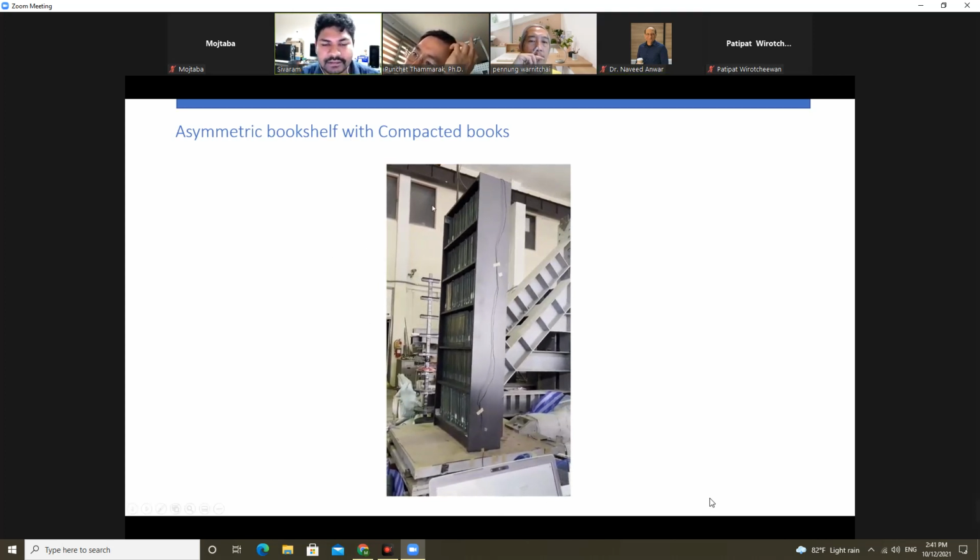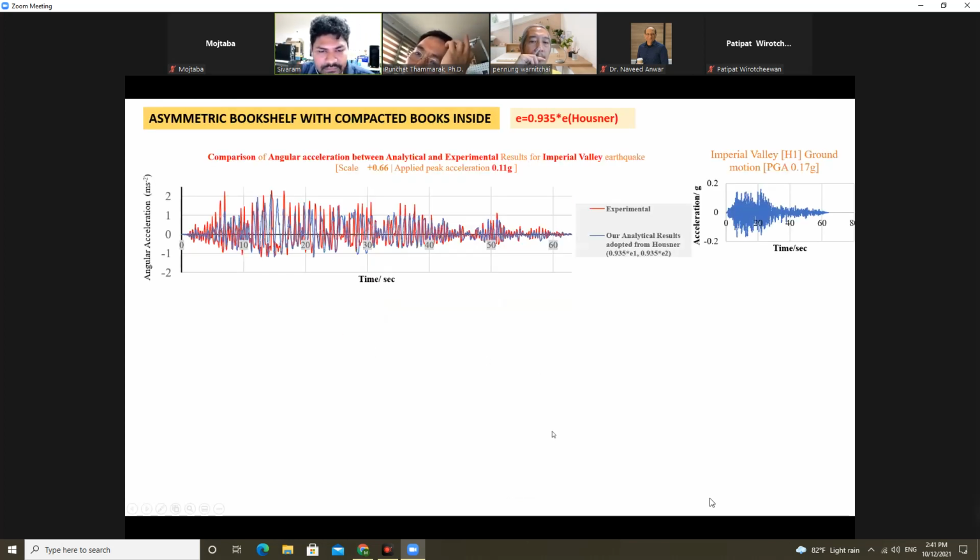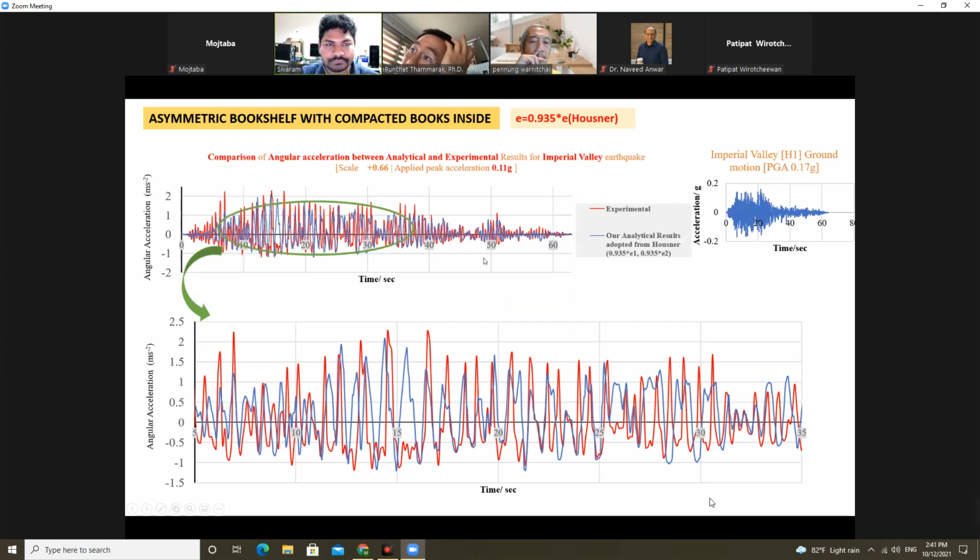As I said earlier, the books inside also became rigid. So here I also compare the time history of the experiment with the analytical model for the compacted books inside, but I used a reduced Housner's coefficient.